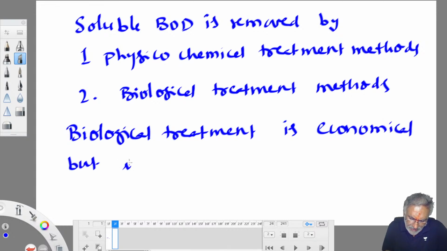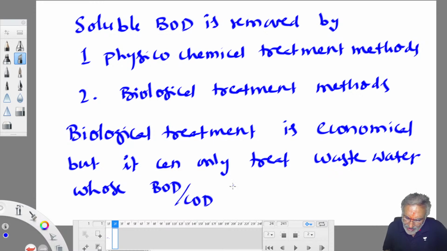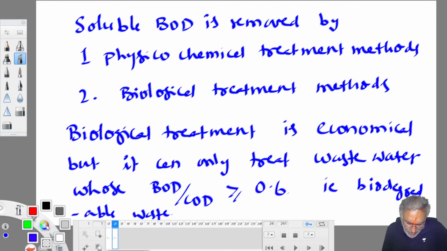Biological treatment is economical, but it can only treat wastewater whose BOD by COD is greater than or equal to 0.6. That is biodegradable waste. So therefore secondary treatment for domestic wastewater means it is biological treatment only.